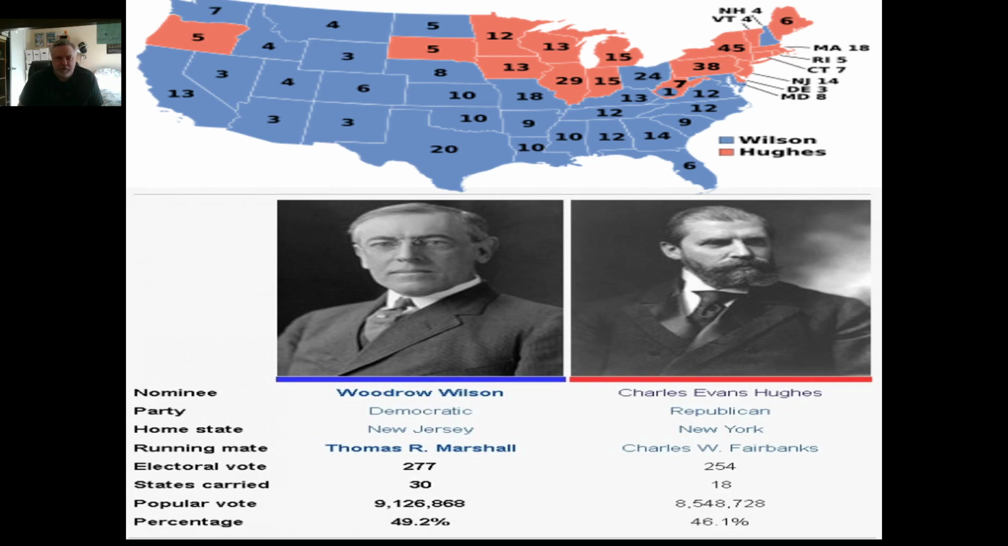It doesn't look close on the map because there's a lot of blue for Wilson, but it's electoral ballots that matter. Wilson sweeps the nation, and Hughes takes the Northeast and the Northern Midwest. And again, like I said, it's electoral ballots that matter. He almost gets it. Electoral college ballots, Wilson got 277, Hughes got 254.